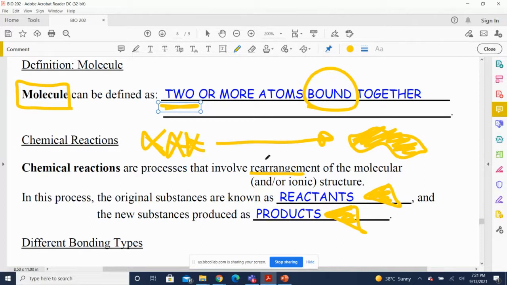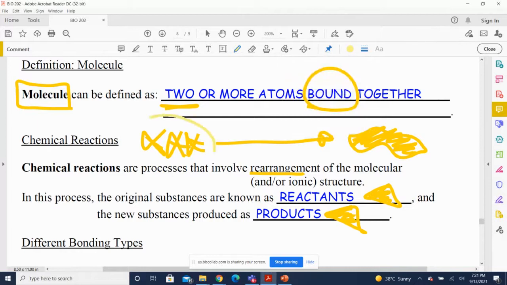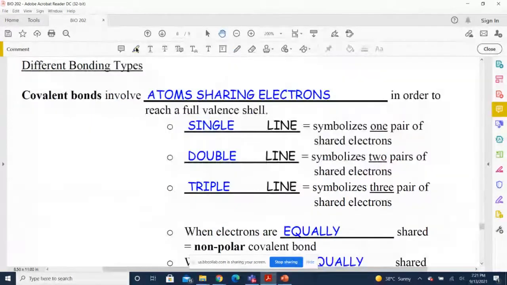So these things that we saw here going into the reaction were our reactants here, and what came out of the reaction was our product. So those are terms that I wanted you to know. And the reason why we talked about these bonds forming, things getting together, was that we had different kinds of bonds that can take place.